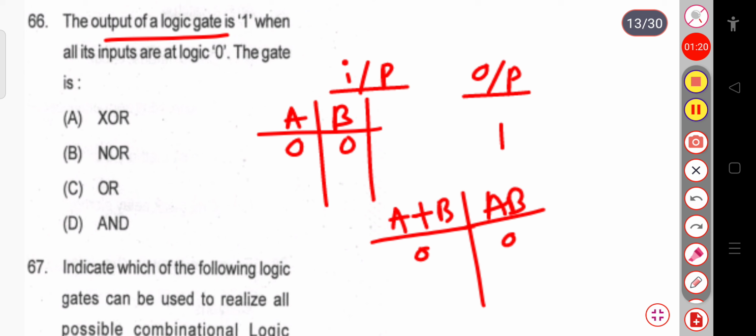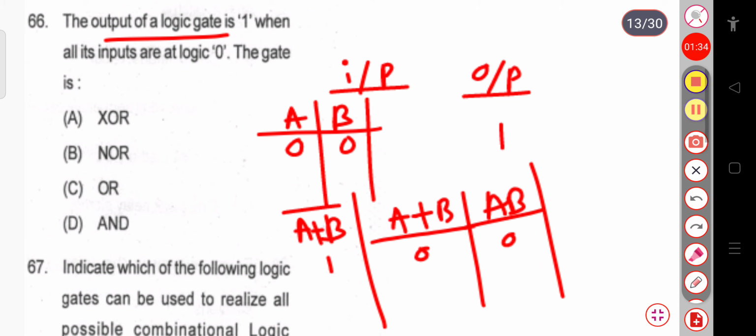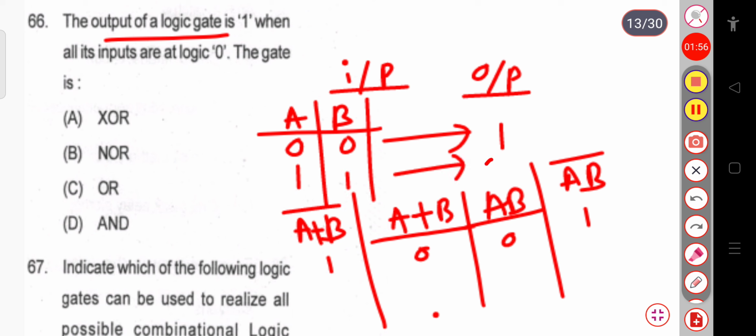If I place a NOR gate, that is A plus B whole bar, it will give you 1. And for the NAND gate, that is A B whole bar, it will also give you 1. Simply, if I add a NOT over the output, I will always get the inverse result. When the inputs are 0, the output is 1, and when the inputs are 1, the output is 0. So the correct answer will be the NOR gate.